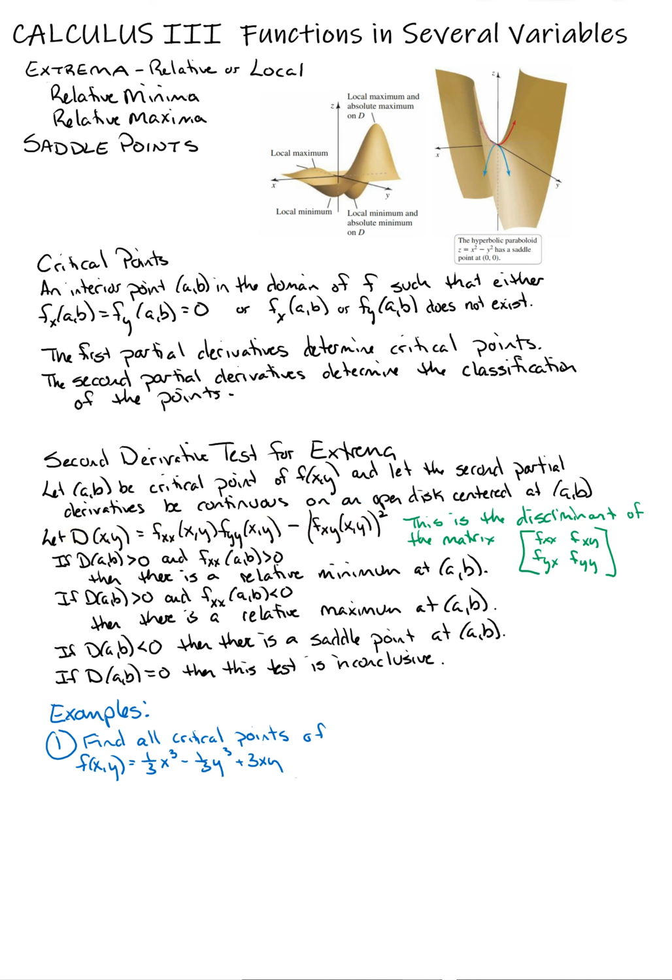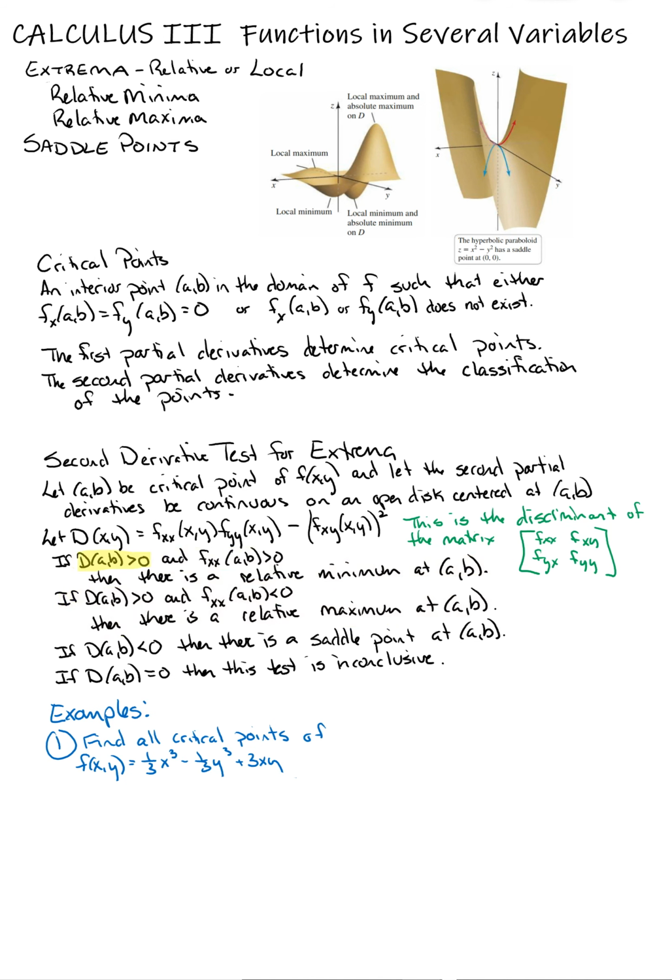Now, how do we classify these? Well, it turns out that if that discriminant evaluated at the point (a, b) is greater than 0, and f sub xx evaluated at (a, b) is also greater than 0, then we have a relative minimum. Now, if that discriminant is greater than 0, but f sub xx is less than 0, then what we have is a relative maximum.